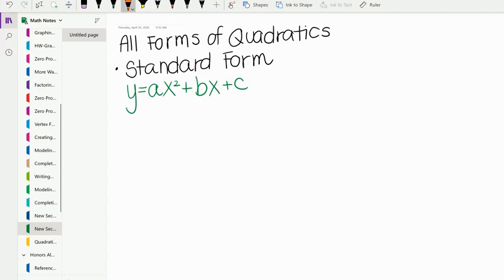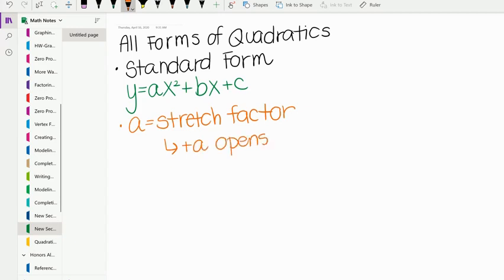So this one tells us a, which is the stretch factor. That is important to know because that tells us how steep or wide the graph is. And also just as a reminder, if we have a positive a value, the parabola opens up. And if we have a negative a value, the parabola will open down.